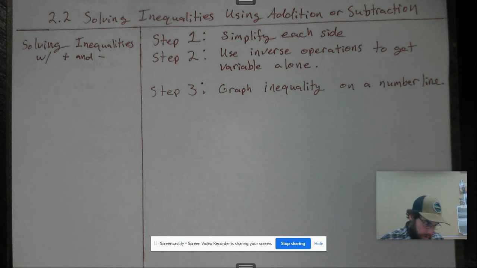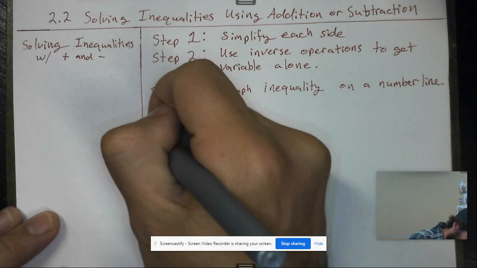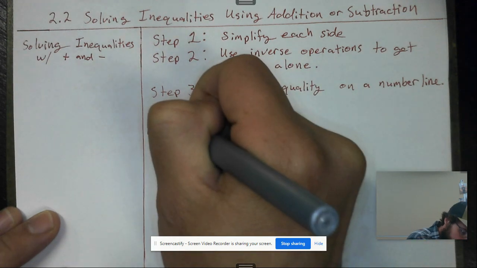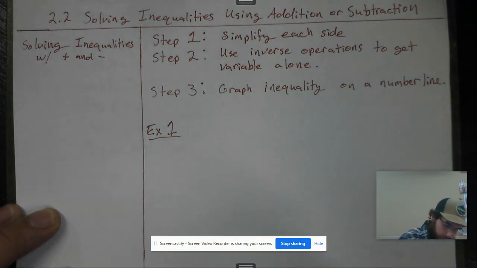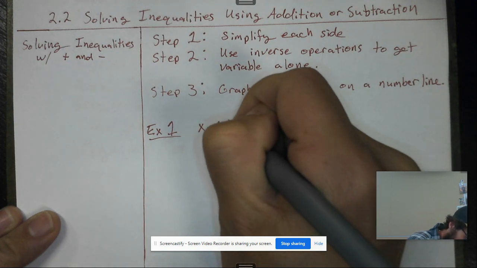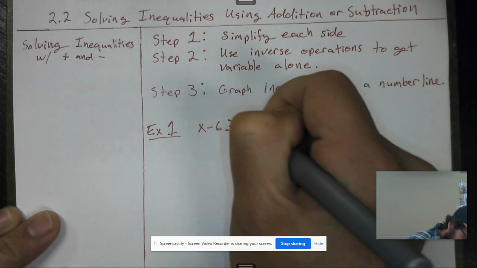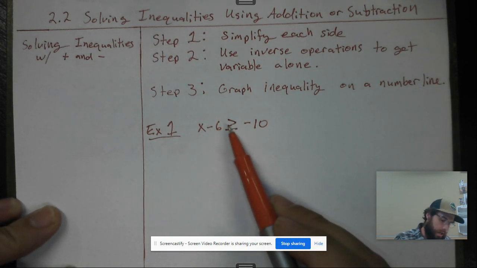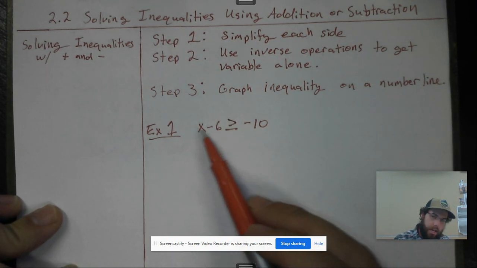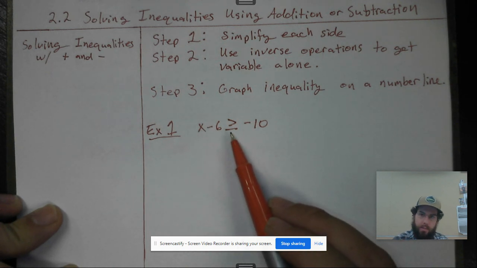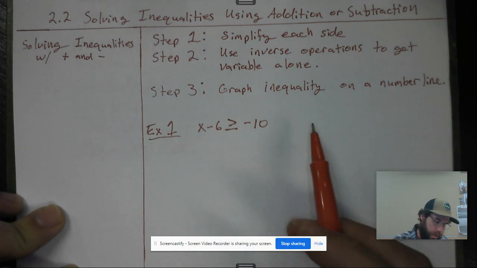So let's start with the first example. Example 1 looks like this: x minus 6 is greater than or equal to negative 10. Remember the little greater than guy? He eats like an alligator. He eats the bigger thing. So this is greater than, and then this means or equal to negative 10.